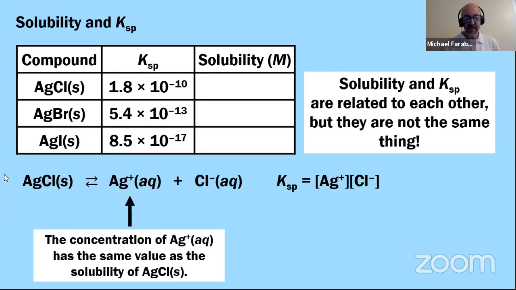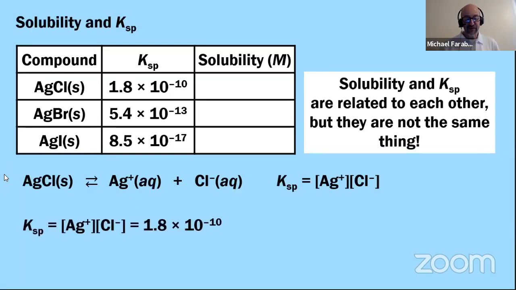What I'm going to do is recognize there's a 1-to-1 mole ratio between the silver chloride itself and the silver ion. So the concentration of silver or chloride, I could use either one, is the same as the solubility. If I can figure out the number of moles per liter for silver, then that is the solubility of the entire compound in terms of moles per liter. So how do I do that?